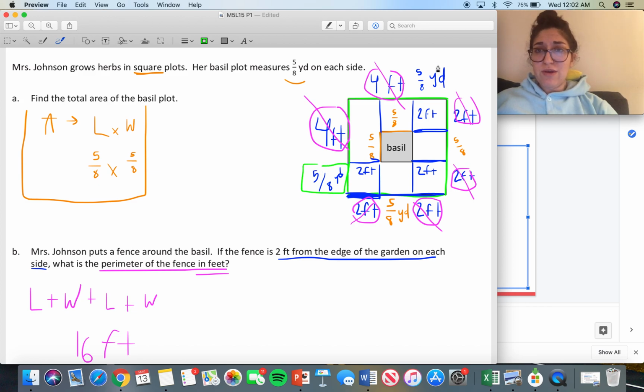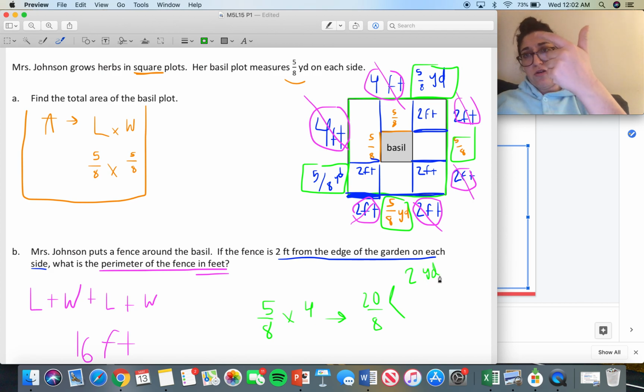And how many 5/8 of a yard do I have? I have 1, 2, 3, 4 5/8 of a yard. Or I have 5/8 times 4, which would give me 20/8 of a yard, which is going to be 2 yards because of 16, right? 8/8 would be 1 yard, another 8/8 would be 2 yards, or 8, 16. So I have 2 yards, and how much do I have left over? I have 4/8 of a yard left over.